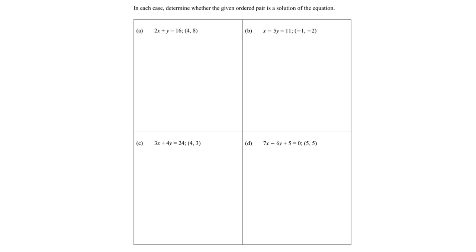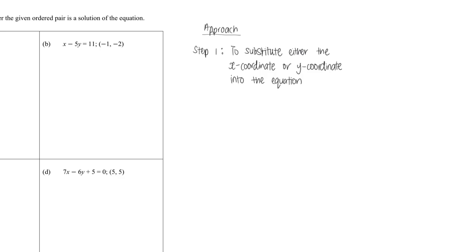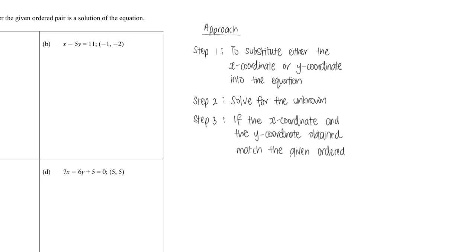Now to do this, the approach would be to substitute either the x or the y coordinate into the equation. That will leave us with an unknown. We are going to then solve for this unknown. And if the x and y coordinate that we obtain from solving it match the given ordered pair exactly, it is a solution. If it doesn't, then it is not a solution. So let's put this approach into practice with the following 4 questions.